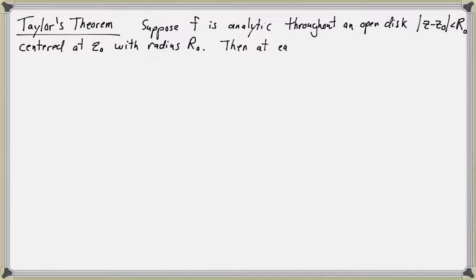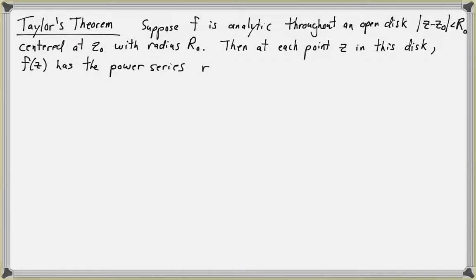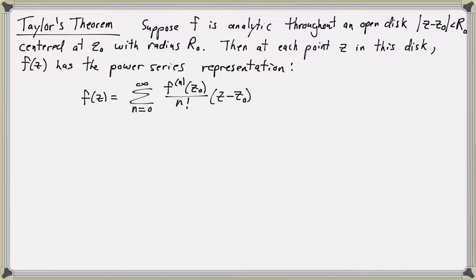And at each point z in that disk, f of z can be represented by a power series. f of z has the power series representation: f of z equals the sum n equals 0 to infinity of the nth derivative of f evaluated at z0 divided by n factorial times z minus z0 to the power n.